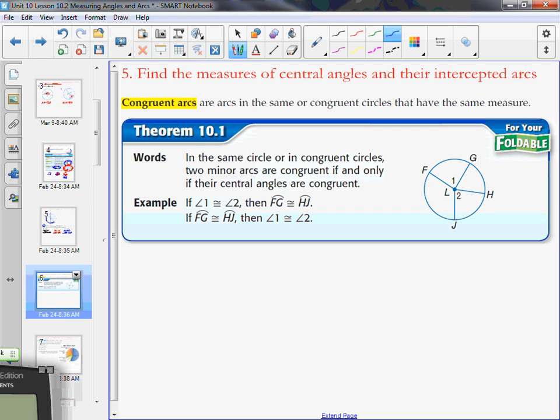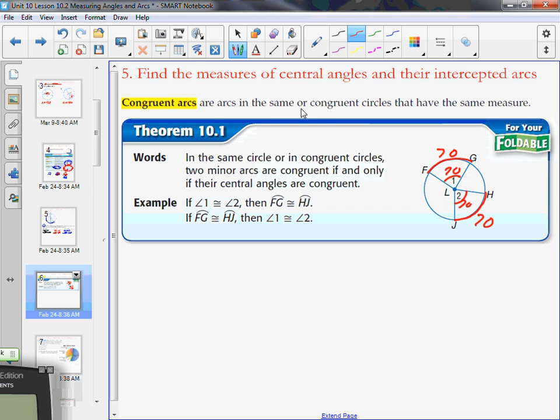So look up here at the figure for Theorem 10.1. They tell us that if angle 1 is congruent to angle 2, then the arc intercepted by angle 1 is congruent to the arc intercepted by angle 2, because they have to have the same measure, don't they? If angle 1 and angle 2 are congruent, let's say that's 70, then that arc is 70 and that arc is 70, so they're congruent because they have the same measure.